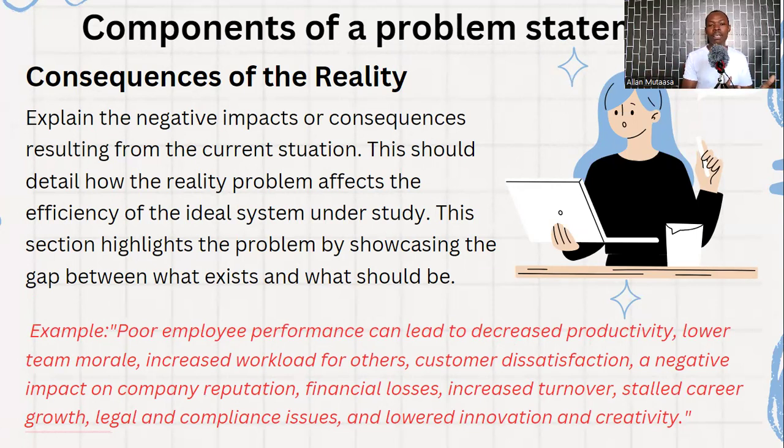So we want to explain the negative impacts or the consequences resulting from the current situation. So this should detail how the reality problem affects the efficiency of the ideal system under the study. So we want to understand, for instance, if employees are underperforming, what is going to happen? So in our case, we could write something like employee performance.